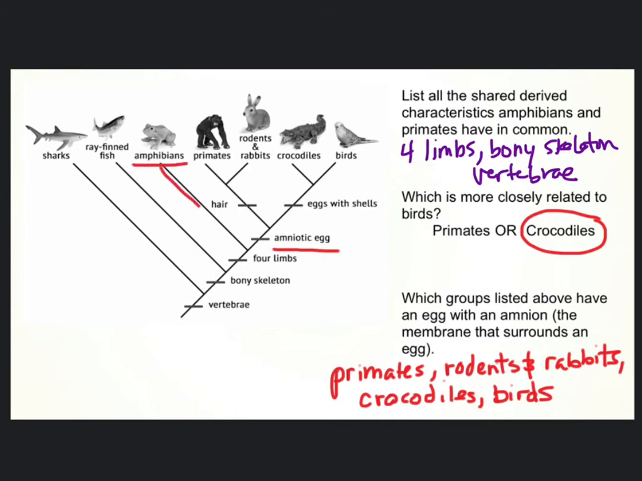Amphibian eggs, if you look at where they come in, don't have an amnion. So they're just a snot glob. Where do amphibians lay their eggs?